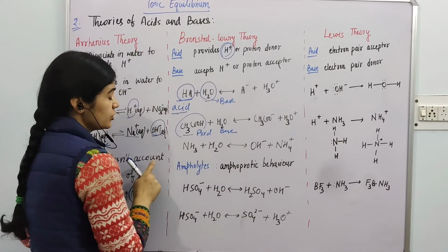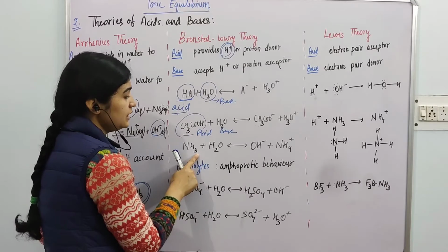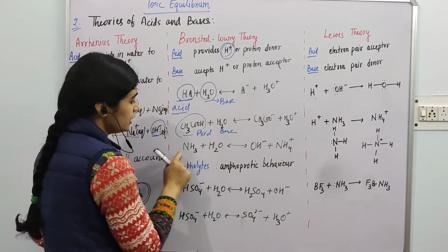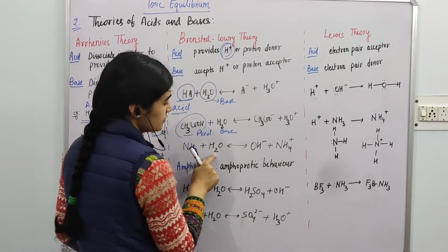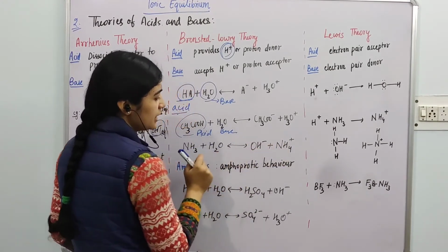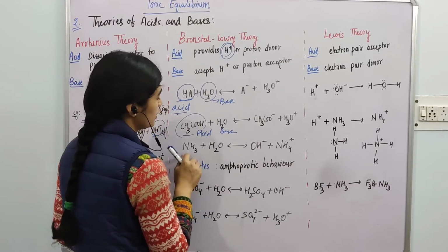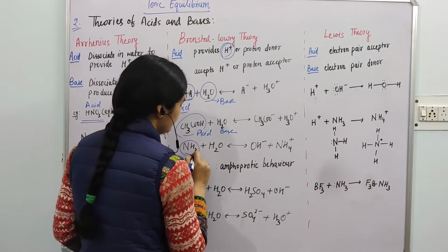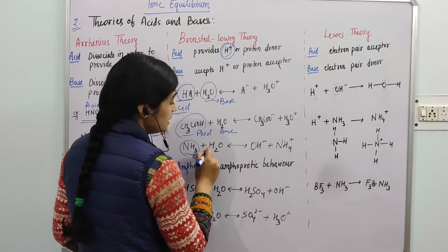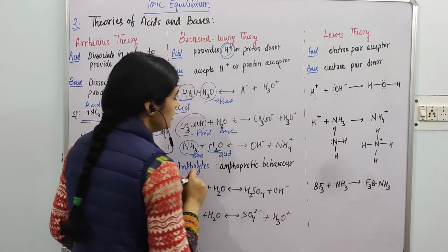Arrhenius theory could not explain ammonia's basicity, but if you take Bronsted-Lowry theory, ammonia on reaction with water gives us NH4 positive and OH negative. So what is happening here? Ammonia is accepting a proton, so it's acting as a base. And if you see, water is acting as an acid, because it is providing a proton.